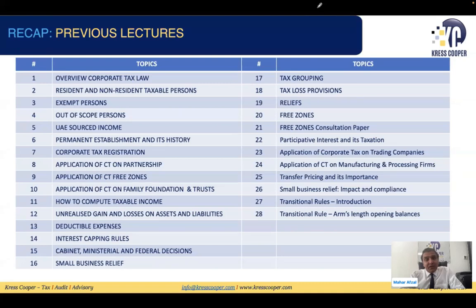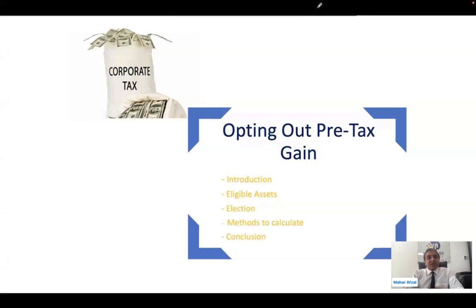discussed once again. And in the last two lectures, it was on the transitional provision, where we discussed the introduction and the arm's length principle. In this lecture, we are discussing opting out of pre-tax era gains. This lecture will discuss the gains for which businesses can opt out, so they should not be taxed after the introduction of the corporate tax. Pre-tax era gain should not be taxed after the introduction of the corporate tax law. In this, we'll cover the introduction, eligible assets, election, methods to calculate, and then we'll draw the conclusion as well.